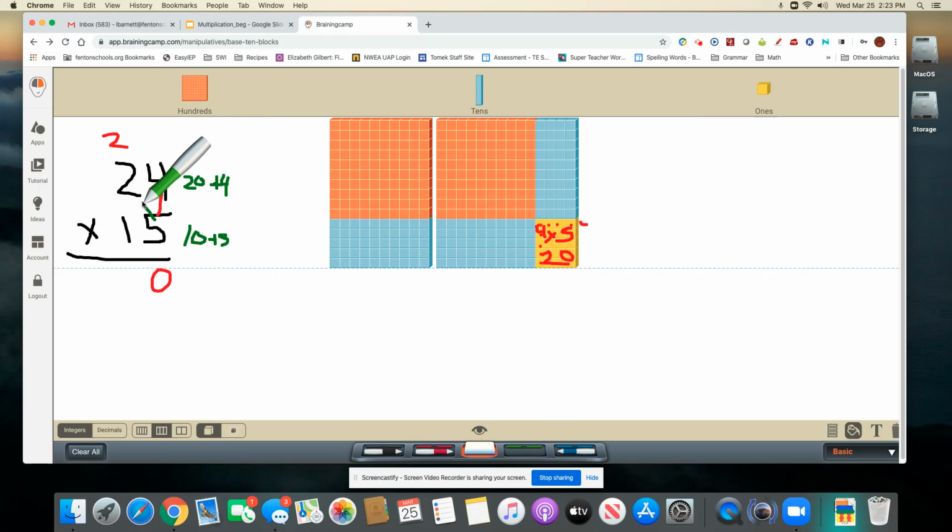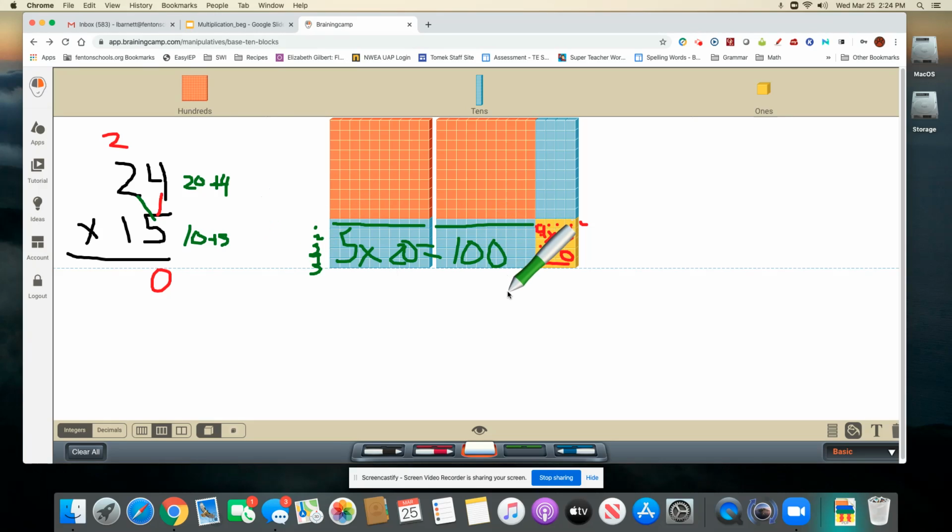This is 5 groups of 20. Well, there's 10, 20. I have 1, 2, 3, 4, 5 groups of 20. And my answer for that is 100. 10, 20, 30, 40, 50, 60, 70, 80, 90. I have 100 blue ones right here.